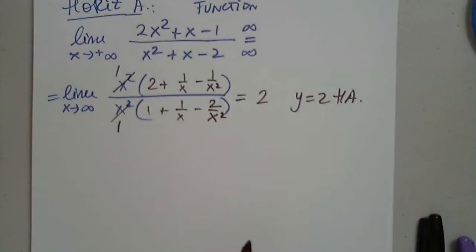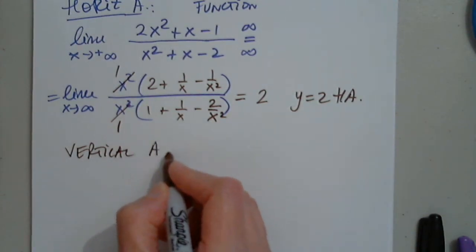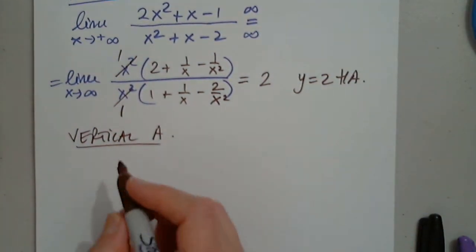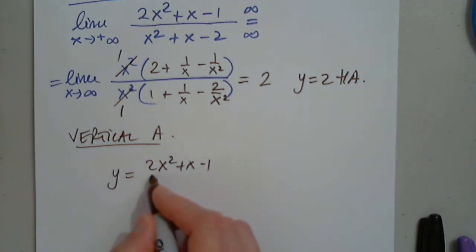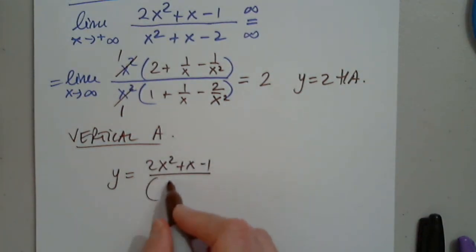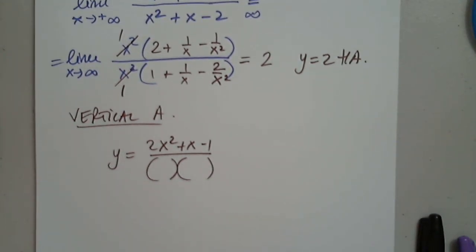Now I want to talk about vertical. Good. So we have, first of all, the function, which is 2x squared plus x minus 1. We will have to factor the denominator. Can anyone give us the denominator in the factored form? Anyone?